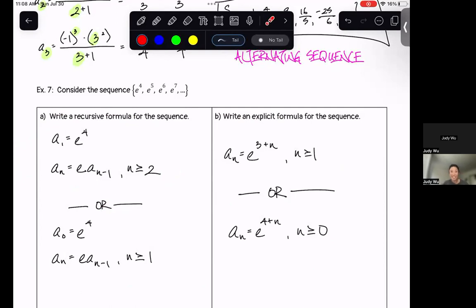So that's it for our intro to sequences and their notation, all right? Hope this has been helpful, and I will see you folks back here for 11.2.